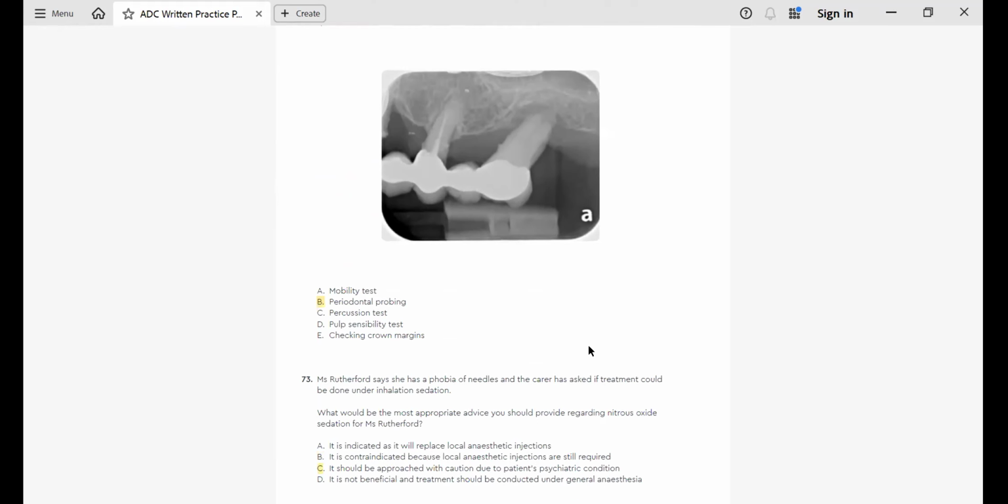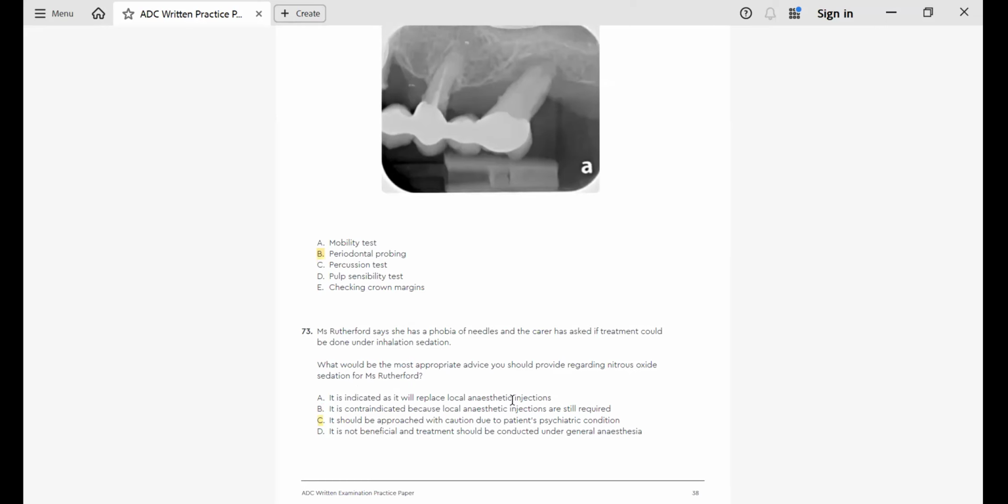The patient has a phobia of needles, and the carer has asked if treatment could be done under inhalation sedation. What is the most appropriate advice you should provide regarding nitrous oxide sedation to Miss Rutherford? It should be approached with caution due to the patient's psychiatric condition, of course. Okay.